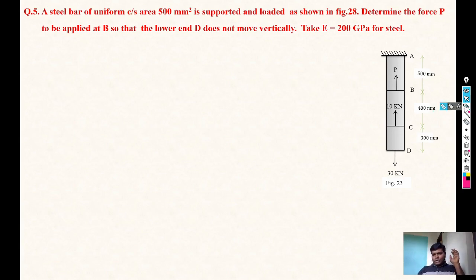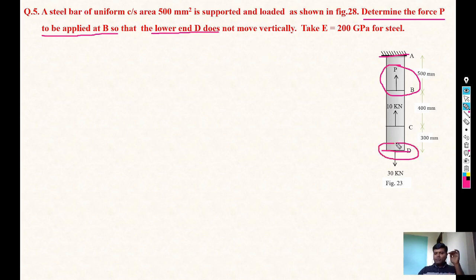Now in this numerical, the section is given vertical, the force system is given to us, one end is fixed and another end is free, but two conditions are given over here. First condition is determine the force P to be applied at B. So whatever force is applied at point B, that we need to calculate first. And the second condition is that the lower end D does not move vertically.